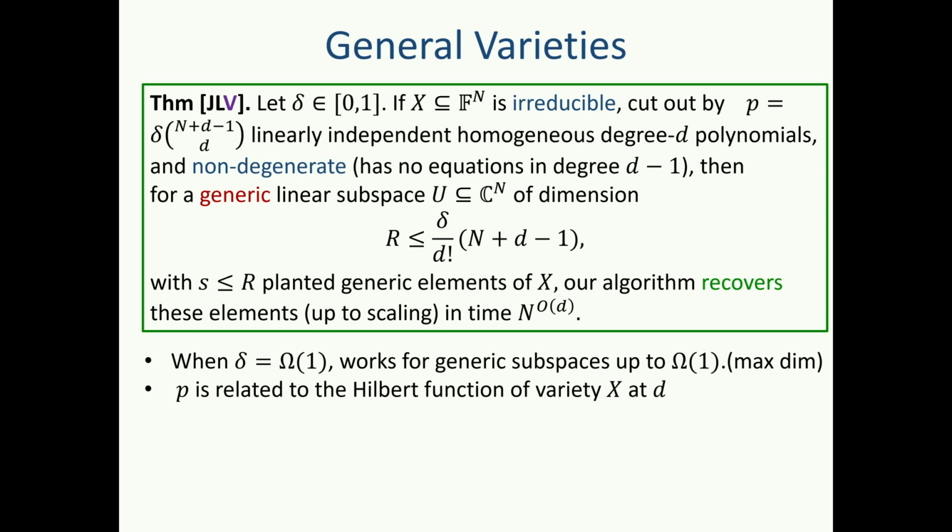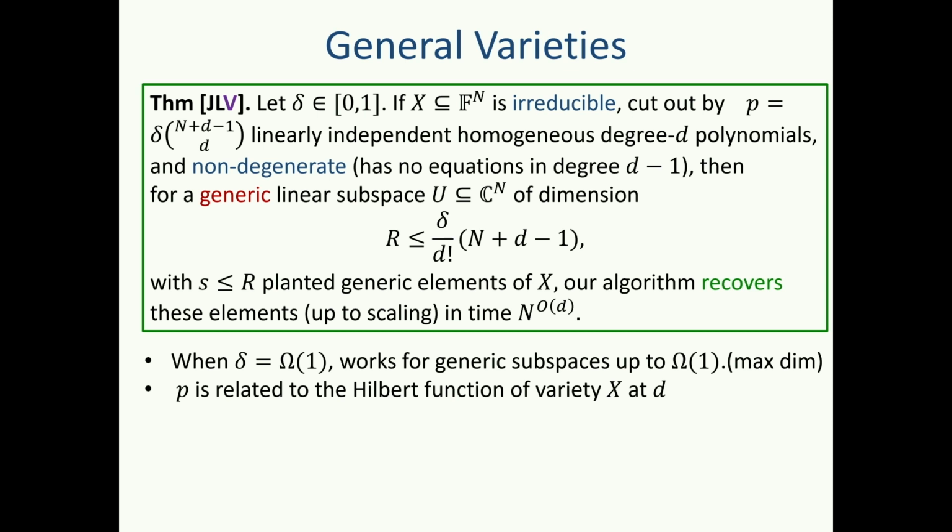Okay? So there are a couple of assumptions. We assume that the variety is irreducible. That's not really an assumption that's needed. It just makes the guarantee simpler to state. But there is an assumption that the variety has to be non-degenerate. It just means that it's really a variety that's cut out by degree D polynomials. You shouldn't have any degree D minus 1 polynomial or lesser that becomes 0 on it.